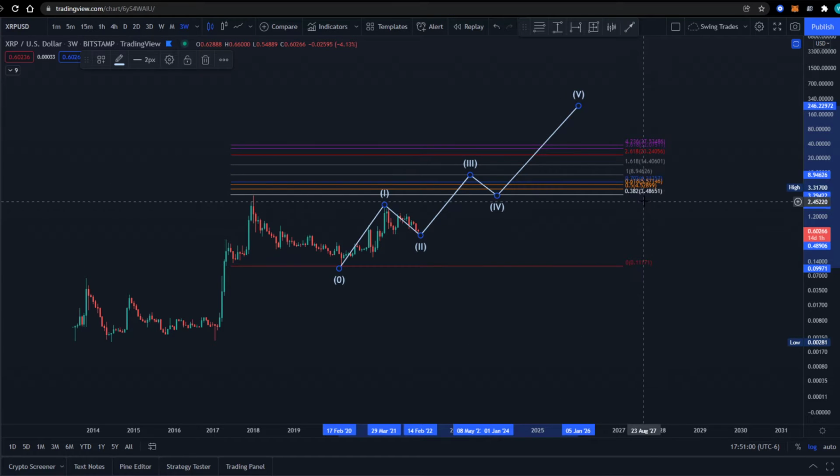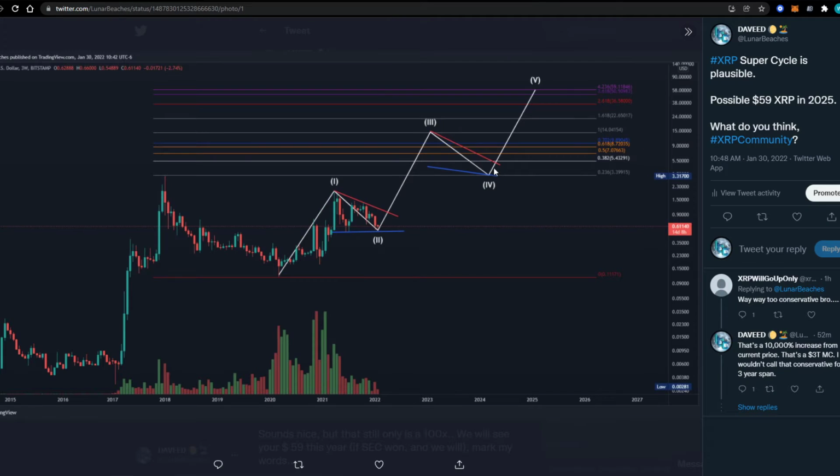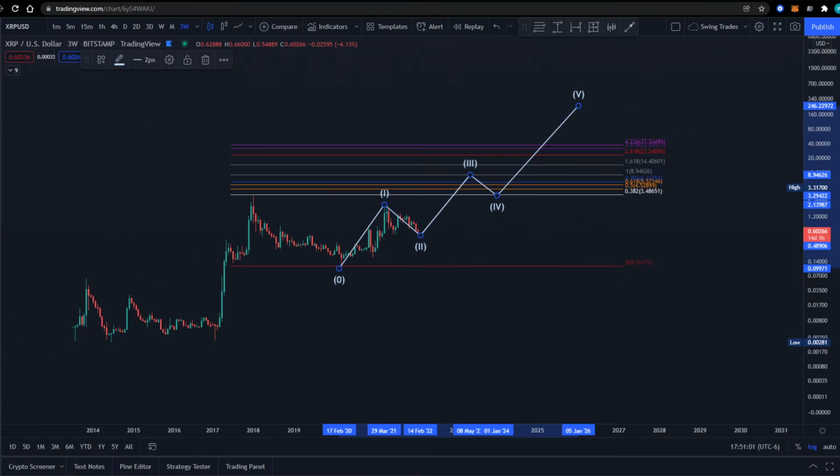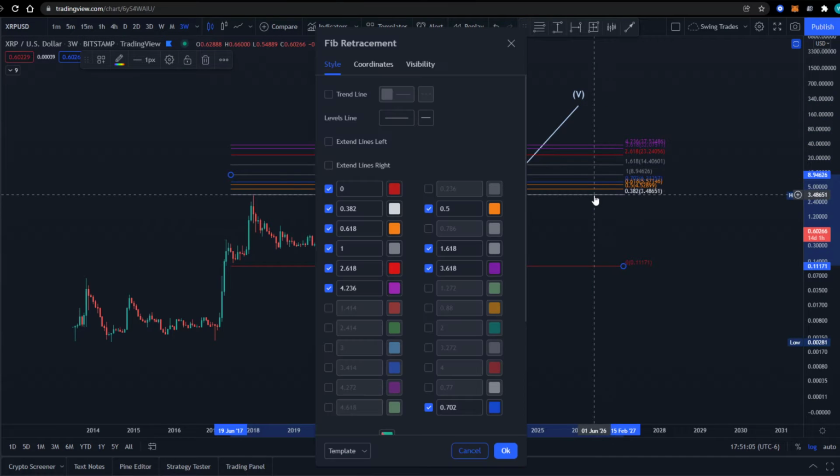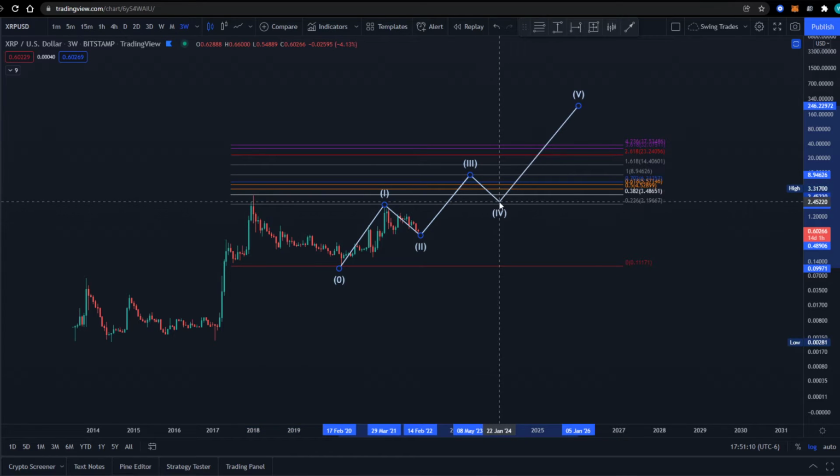2.36, 3.82. I took the 2.36 off of here, actually. I forgot that I did that, because it's not really used much in Elliott wave theory.